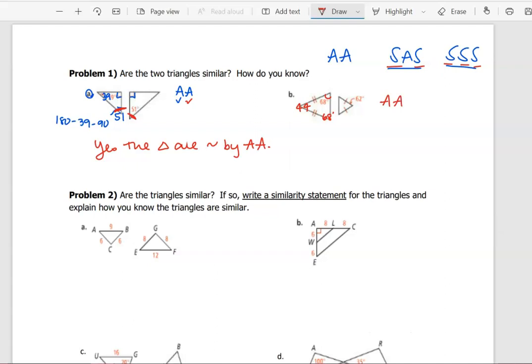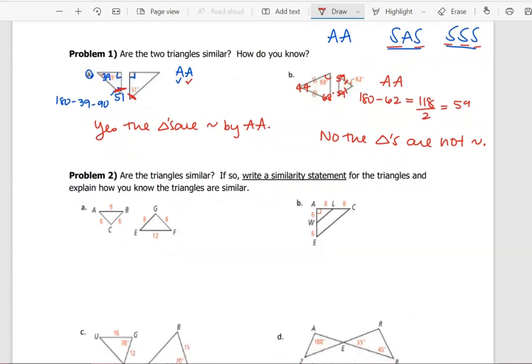68, 68, 44. Again, if this is 62, and this tells me we've got an isosceles triangle, I can do 180 minus 62. That gives me 118. Divide that in half, that gives me 59. This angle is 59, this angle is 59. None of those angles are congruent, so no, the triangles are not similar. Okay?